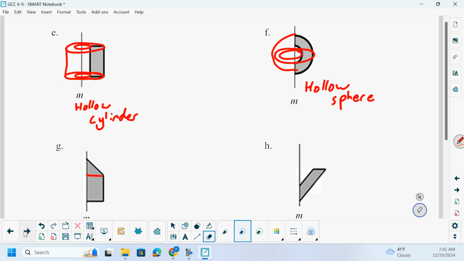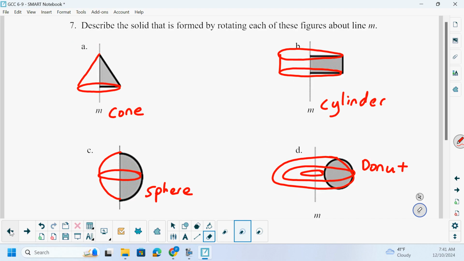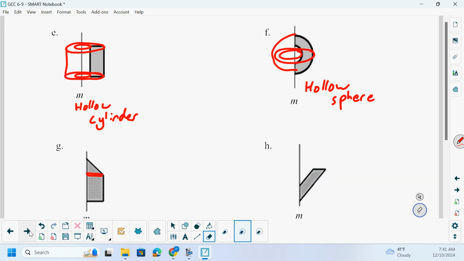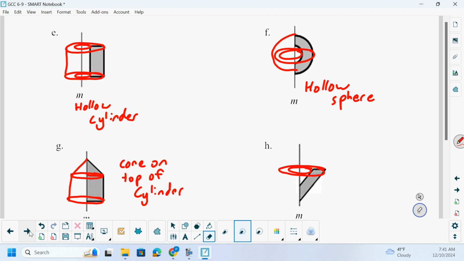Well, this shape, I like to think of it as a triangle and a rectangle. So it's kind of like A and B combined on top. So this part will give you a cone, and that part will give you a cylinder. So we'll say a cone on top of a cylinder. And then this last one, again, there's some gap. So as it spins around those points, this is going to make a hollow cone. So think of an ice cream cone or a snow cone holder or something like that.